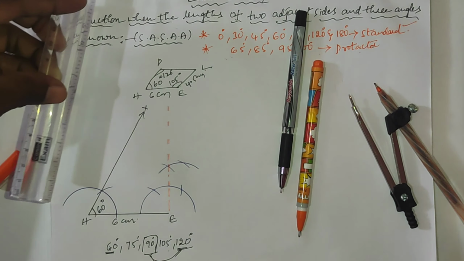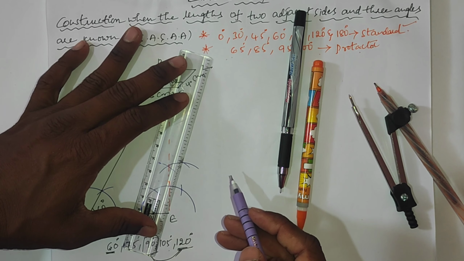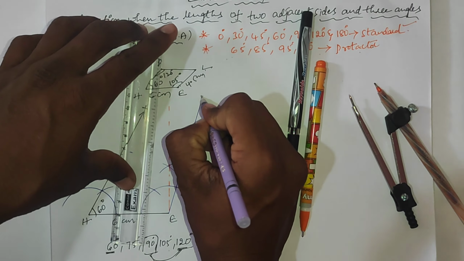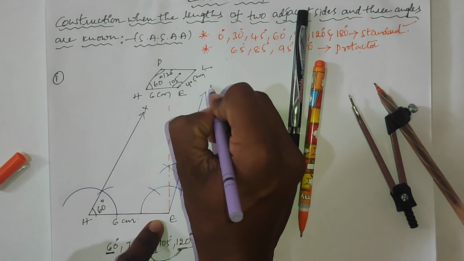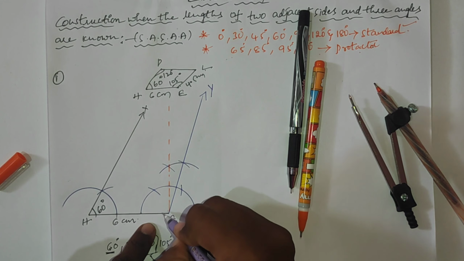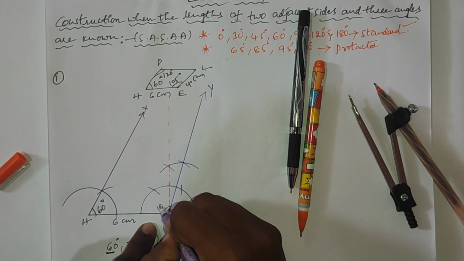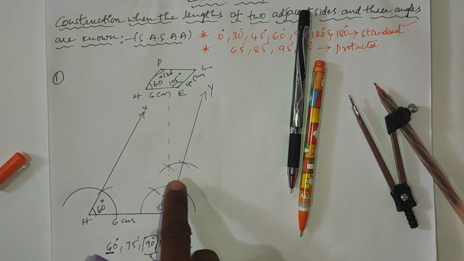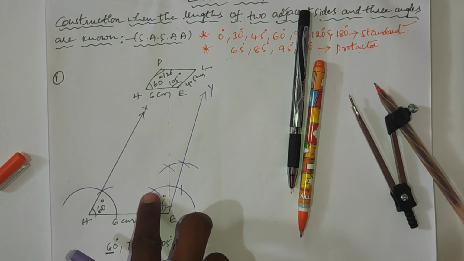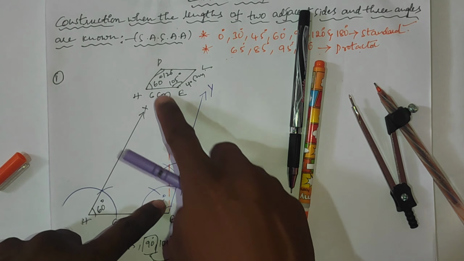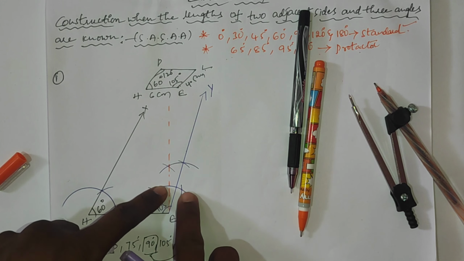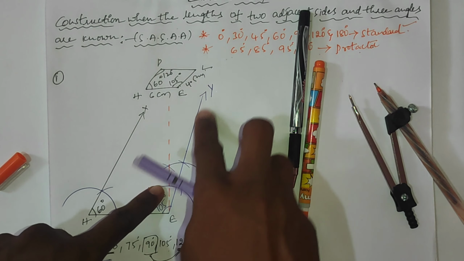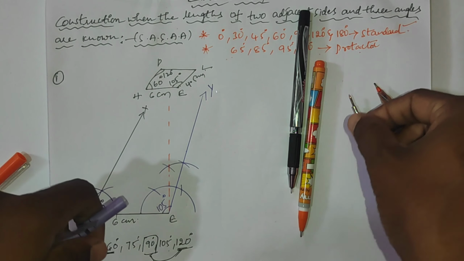I am not extending anything, I am drawing a ray. Suppose it is EY. EY is a ray. What is the angle here? 105 degrees. Is it clear? First 60, then 120, and between 90 and 120 we get 105. So taking 90 and 120, we construct a bisector to get 105 degrees. So we got 105 also.